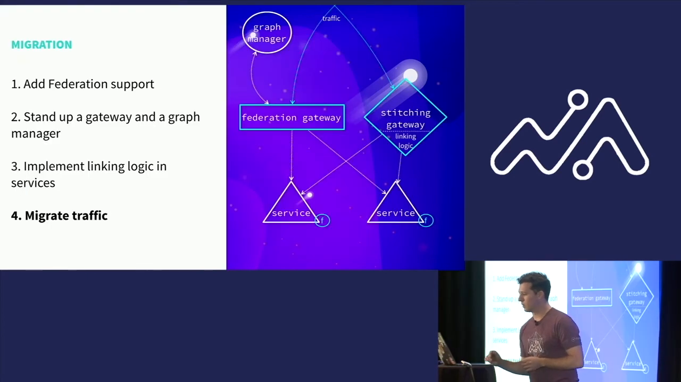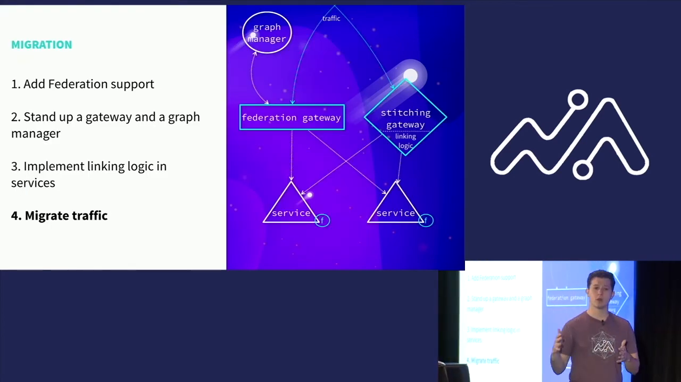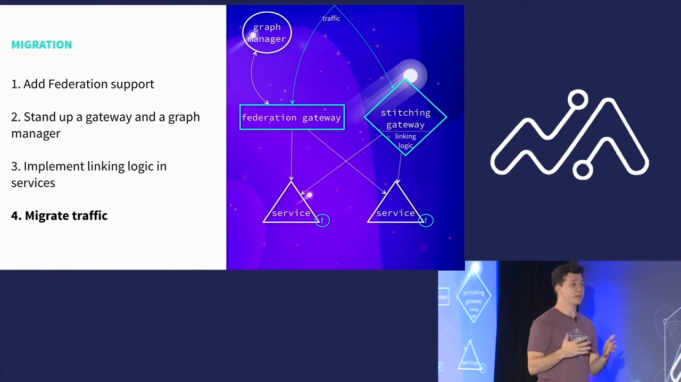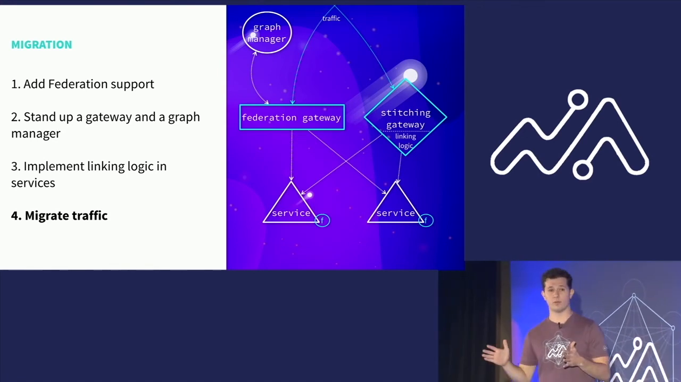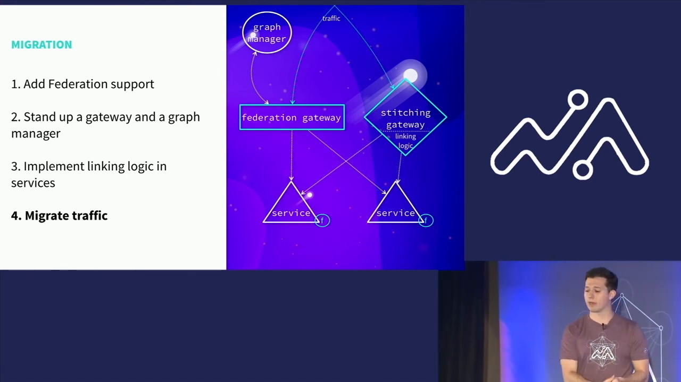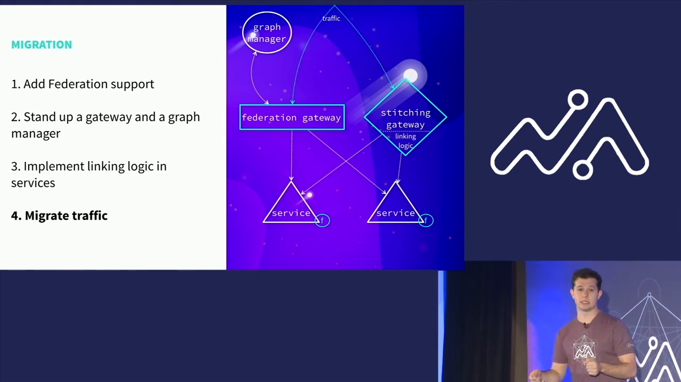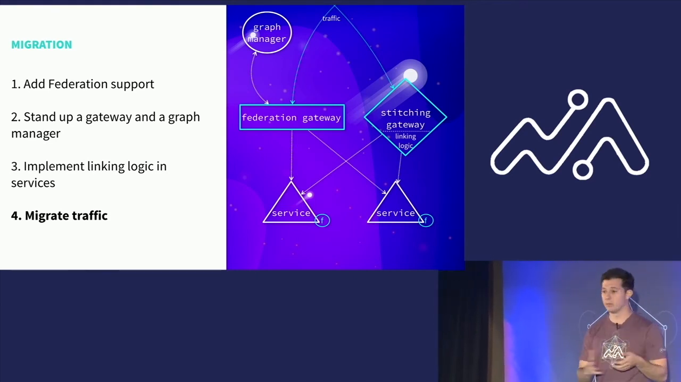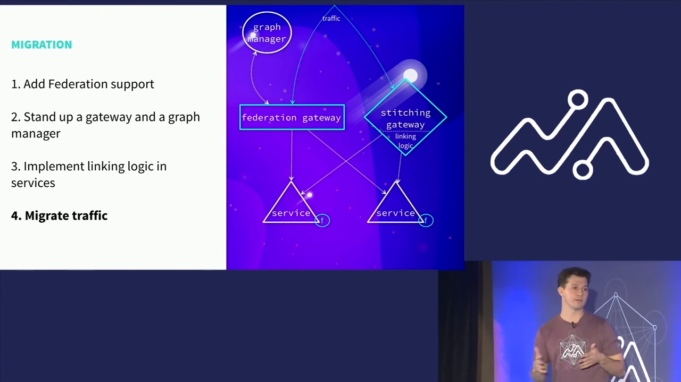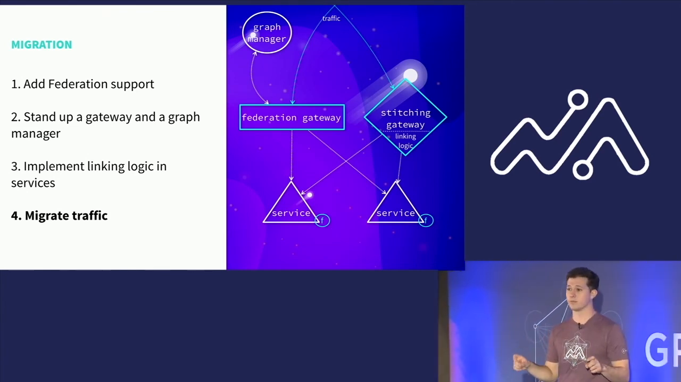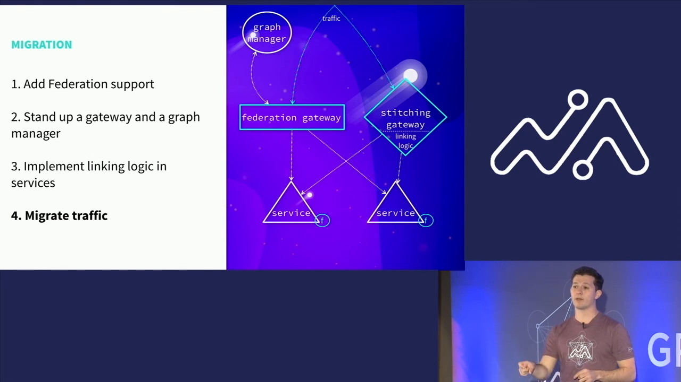So once we have moved all of the linking logic, or even if we've only moved some of the linking logic, we can start migrating traffic. In our case, we had a number of different resolvers, and it was easy to abstract all of them into functions, move them all at once. If you have a lot of different linking logic inside of these resolvers, you can move them over one by one and migrate traffic specifically that hit those fields as well.